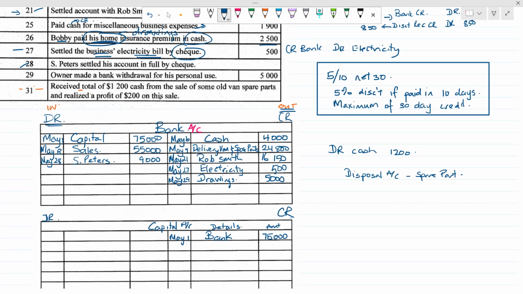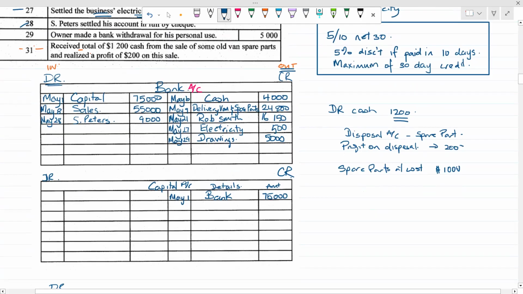In the disposal account, there is a profit on disposal of $200. And if you made a profit of $200, it means that the original cost of the item, spare parts, had to have been $1,000 in order for me to make a profit. Everybody follow that logic? That makes sense? You good with that, right?